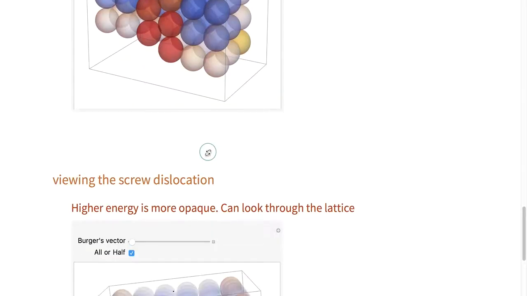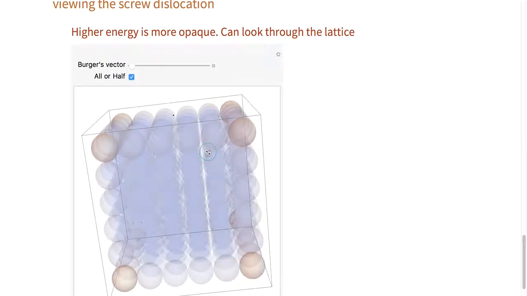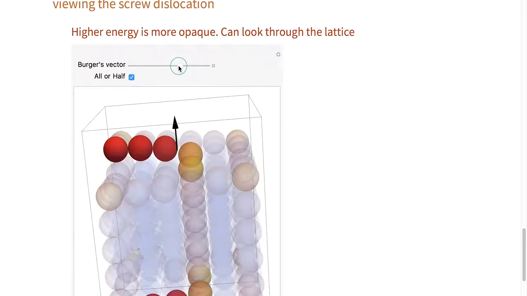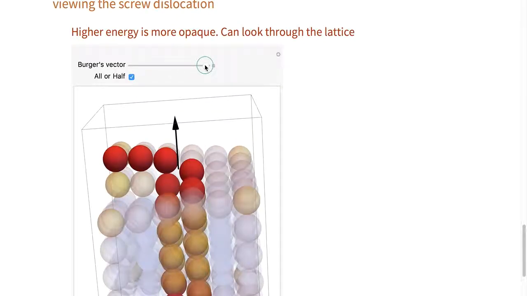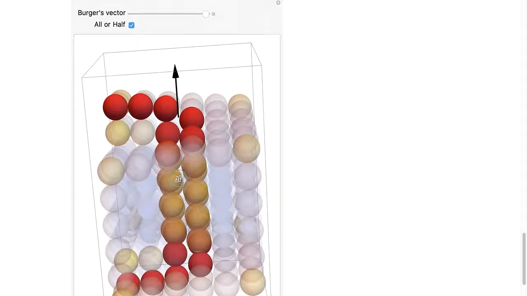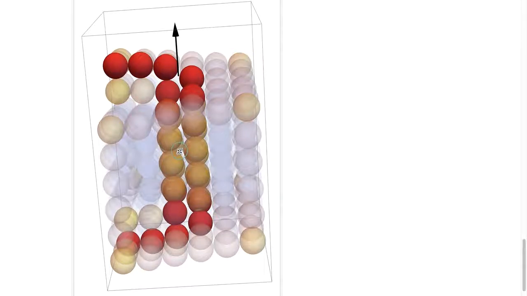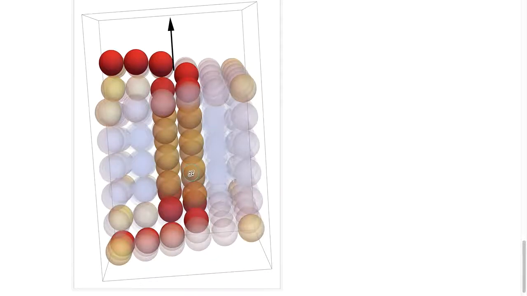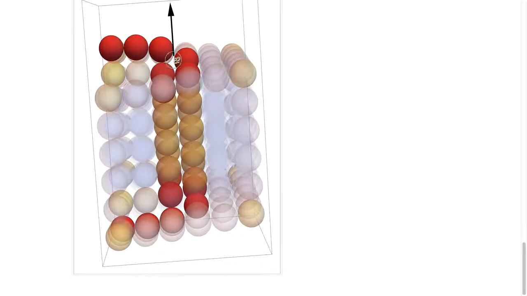So what I've done below is I've created a simulation where the higher the energy, the more opaque the atom. So we start with a pretty translucent lattice because everything's lower energy. As I increase the magnitude of the Burgers vector here, you start to see that atoms around the center become more opaque, and you can really see where the locations of high energy are. Here is this column of high energy right in the center. These parts have higher energy as well because they're more exposed, so they have fewer neighbors.